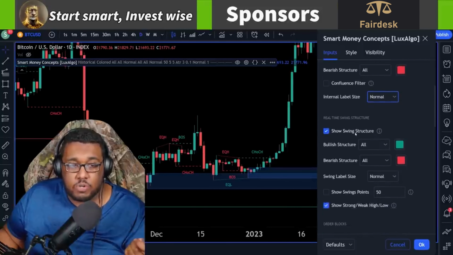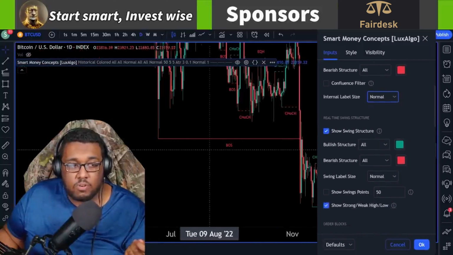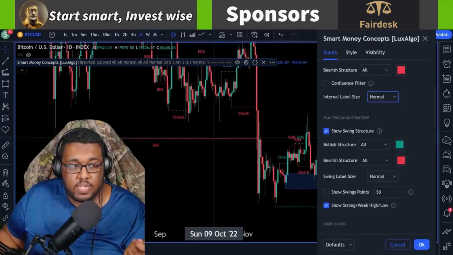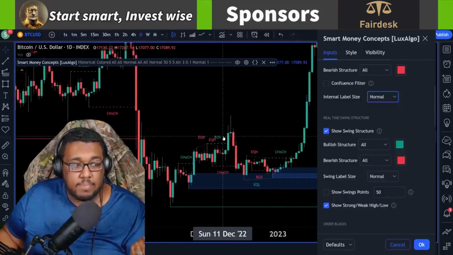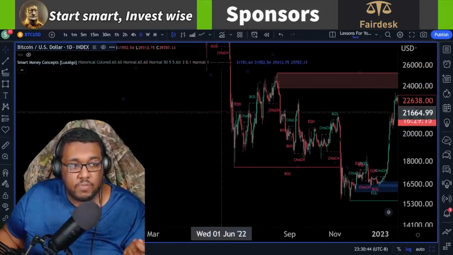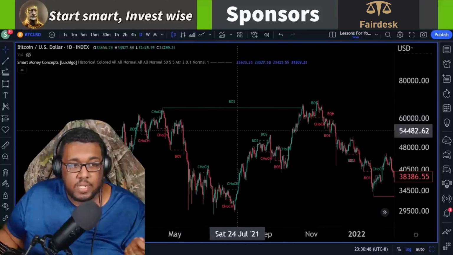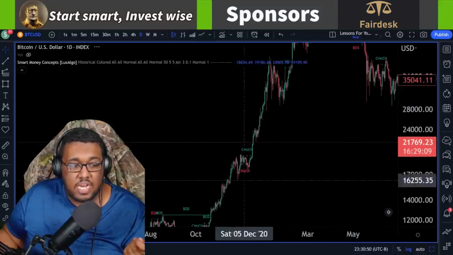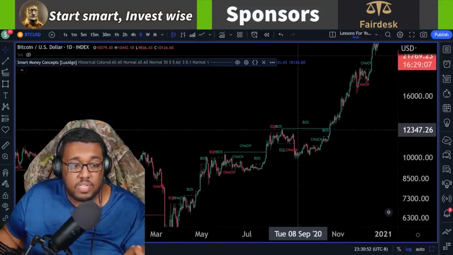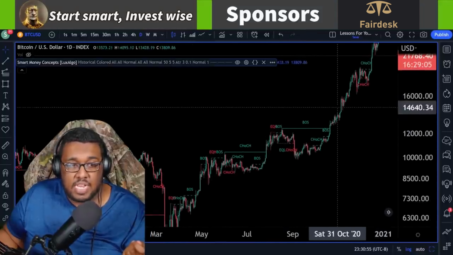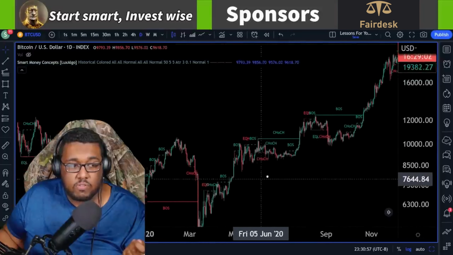Now, as far as show swing structure, these are the larger ones that we talked about, like the BOS right here. And there's not really many more on this chart unless you go back a little further in time. Again, change of character right here and a break of structure right there. There's not many of them, okay? Back over here in 2020, a break of structure. That was a really nice move. A change of character right here.